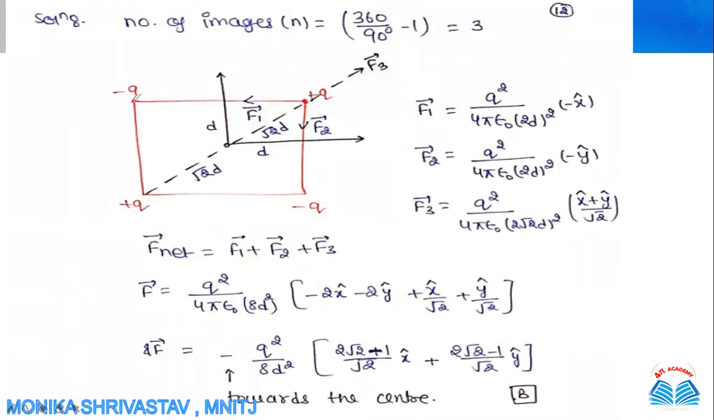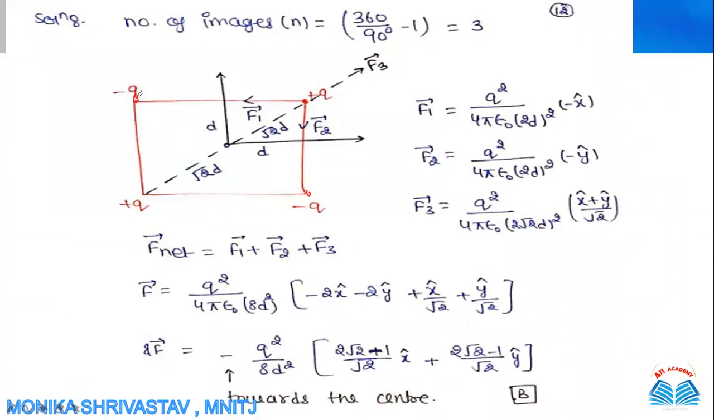So there will be an image charge here, another image charge here. So this is plus q now. It will be minus q. It also will be minus q. But there will be three charges only. And without any symmetry, we can't apply boundary condition. We know this thing.